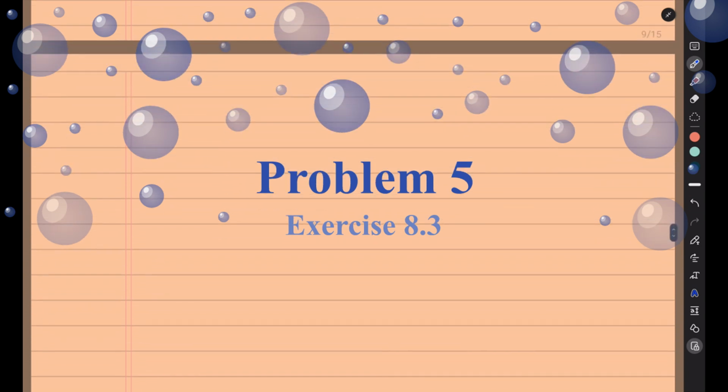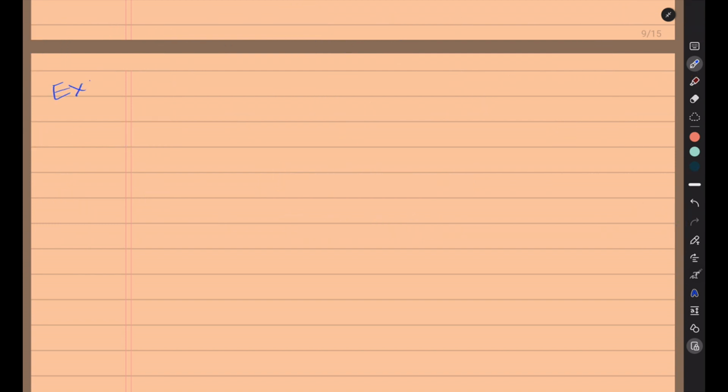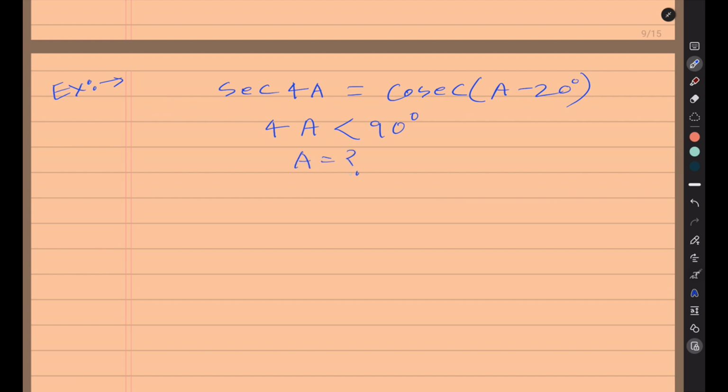We will take one more question now. The question is sec 4 times angle A is equal to cosec A minus 20 degree. This is what is given. And another thing which is also given, that 4 times A is an acute angle. It means it is less than 90 degree. Then find the value of angle A.